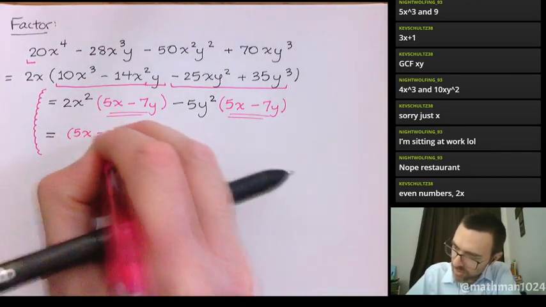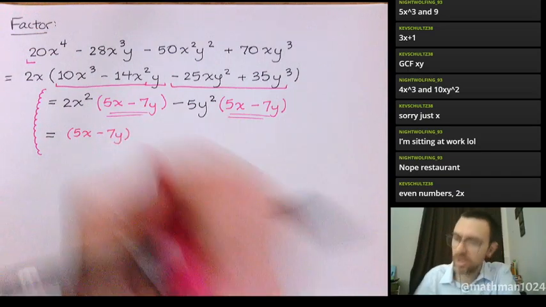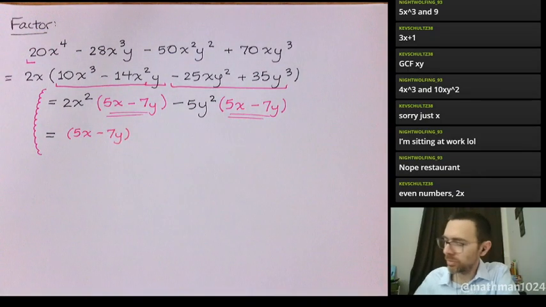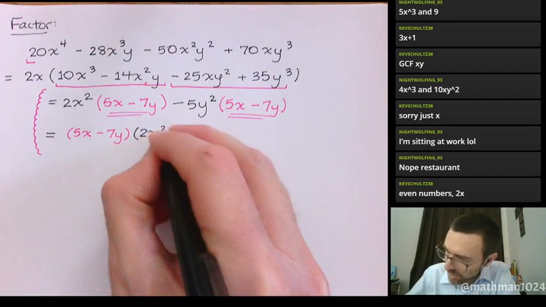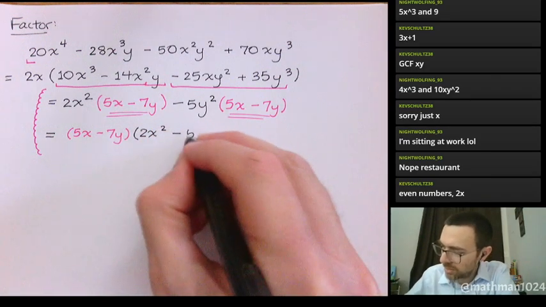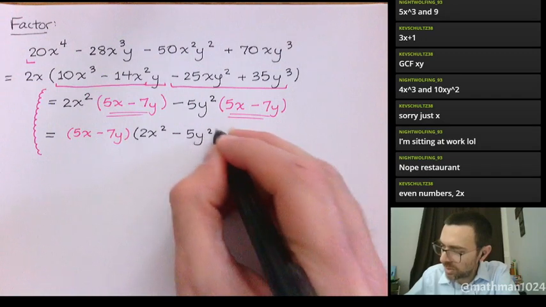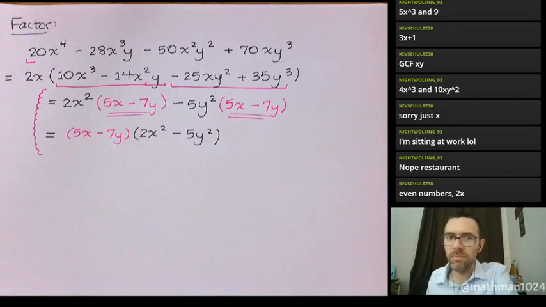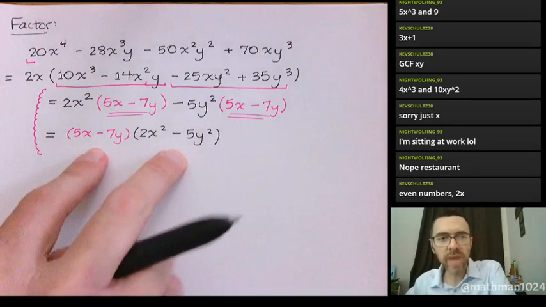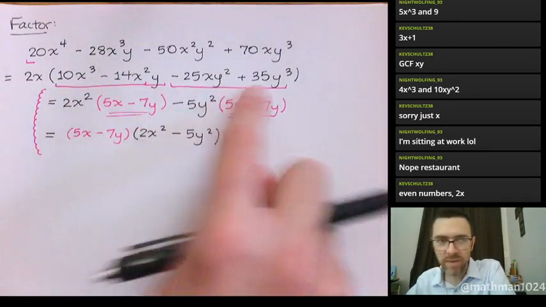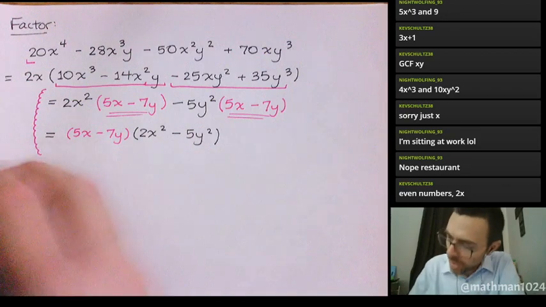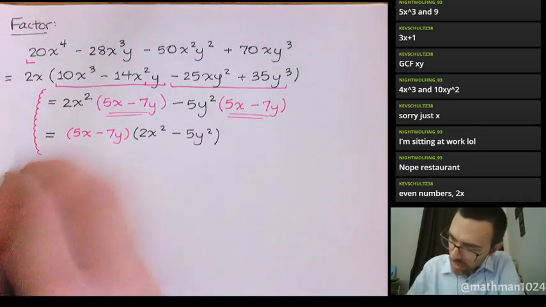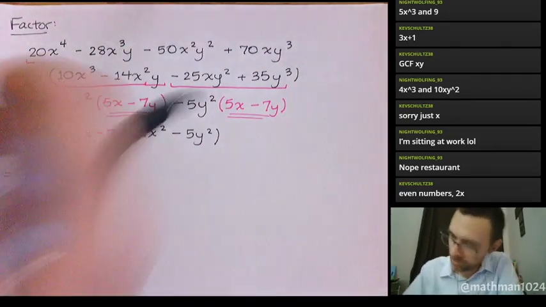So 5x minus 7y, and that was connected to both 2x squared and minus 5y squared. So this was just the factorization for this inside part that we have right here. Now it's time to put everything together for our final answer. Don't forget about this 2x right here.